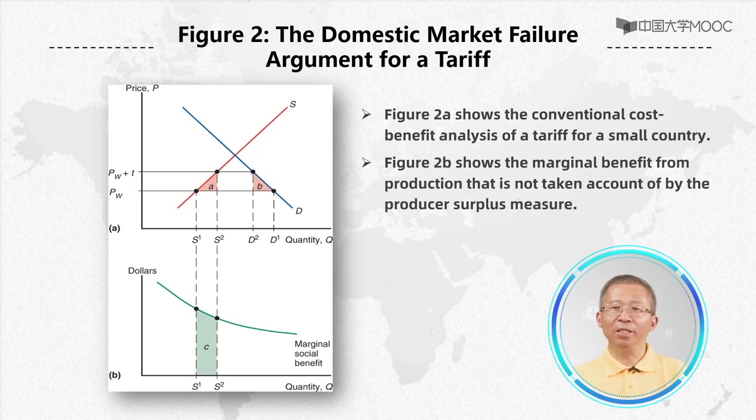Figure 2b shows this calculation overlooks an additional benefit that may make the tariff preferable to free trade. The increase in production yields a social benefit indicated by C. We can show that if the tariff is small enough, the area C must always exceed the area A plus B, and there is some welfare maximizing tariff that yields a level of social welfare higher than that of free trade.